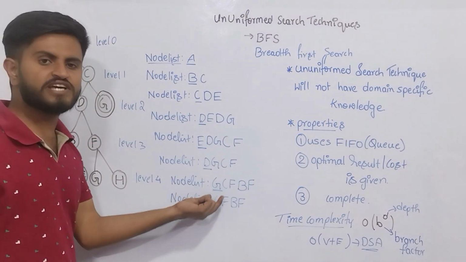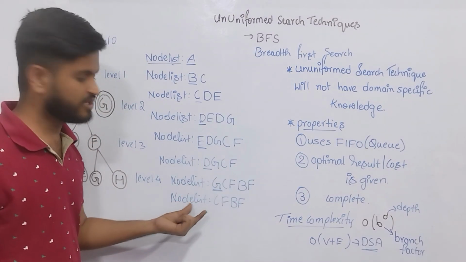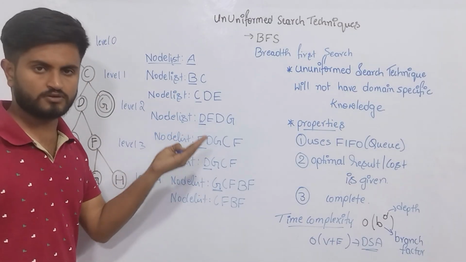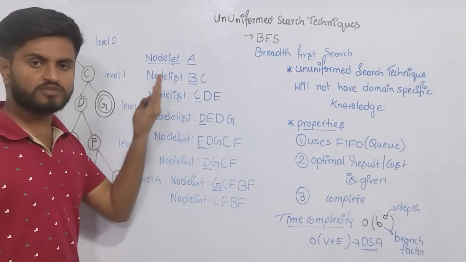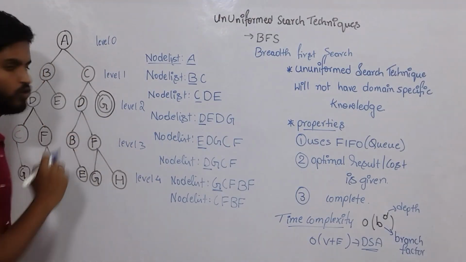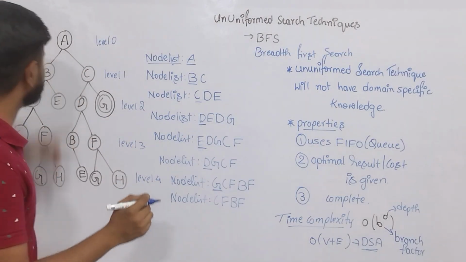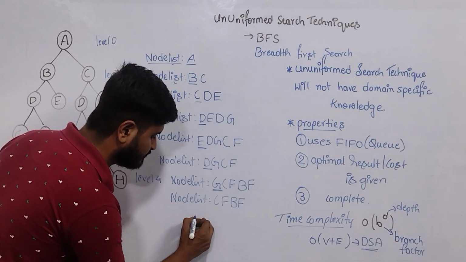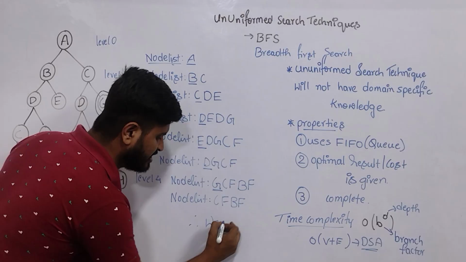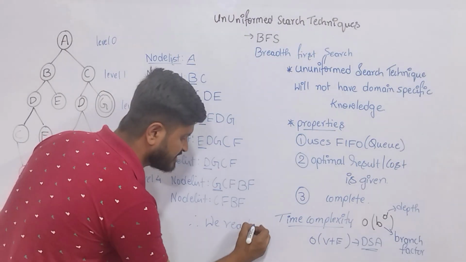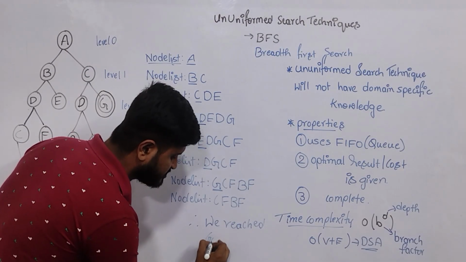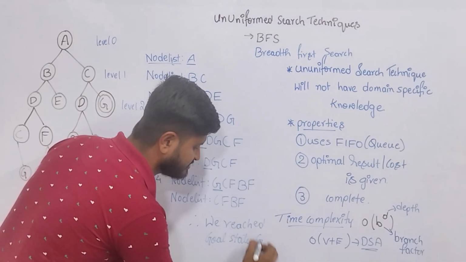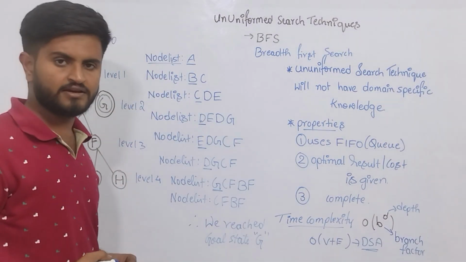Now I don't want to expand G because I took it out from the queue and it is the goal state which I want to move to from the initial state A. So I reached my goal state. Therefore, you can write we reached the goal state G. So this ends the question.